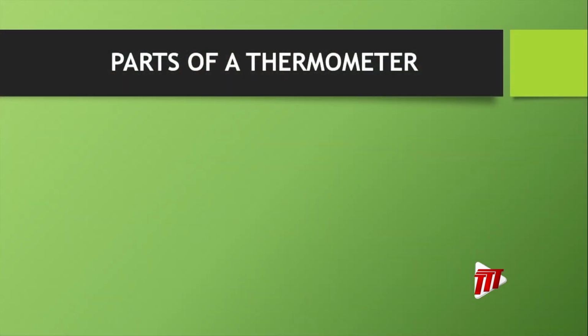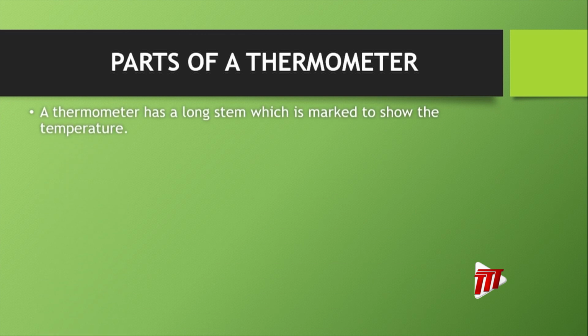So, as with all equipment that we use, all devices, we need to be familiar with it, parts of it, and how to use it. So, first thing first, a thermometer has a long stem which is marked to show the temperature. So, it's thin and it's long. So, the markings are what we would use to get the actual degrees Celsius. So, we'll see shortly how to do that.